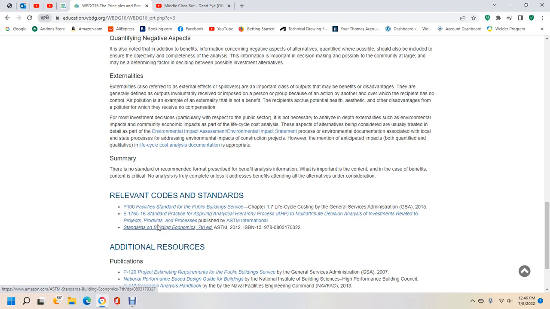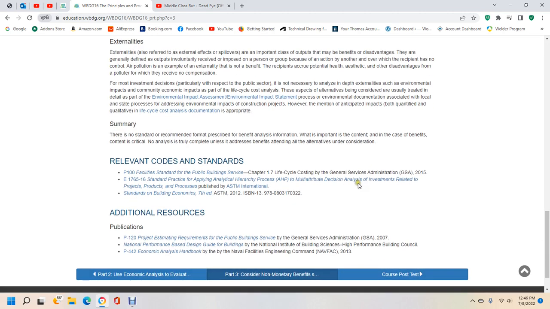Alright, summary. There is no standard report format to prescribe the benefit analysis information. What's important is the content of the benefit case. No life cycle cost analysis is complete unless it addresses the benefits of the alternatives under consideration.